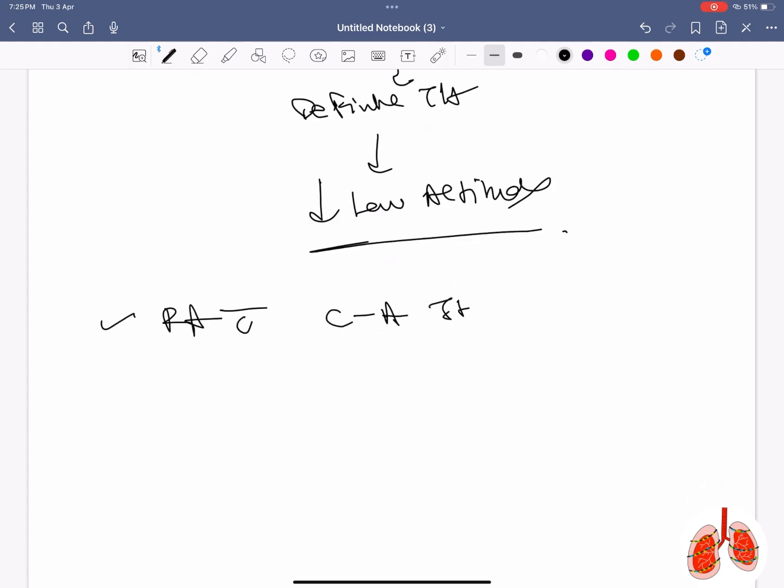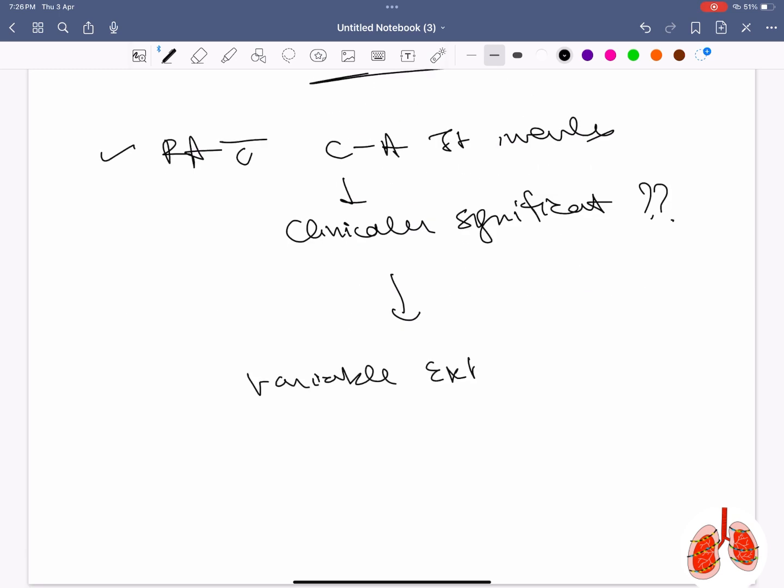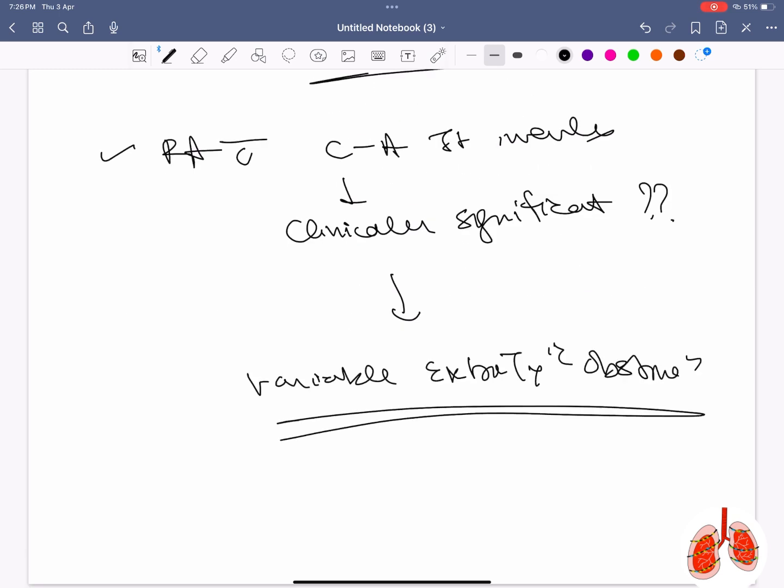Rheumatoid arthritis with cricoarytenoid joint involvement. What will be the most clinically significant finding? So answer is variable extrathoracic obstruction on PFT.